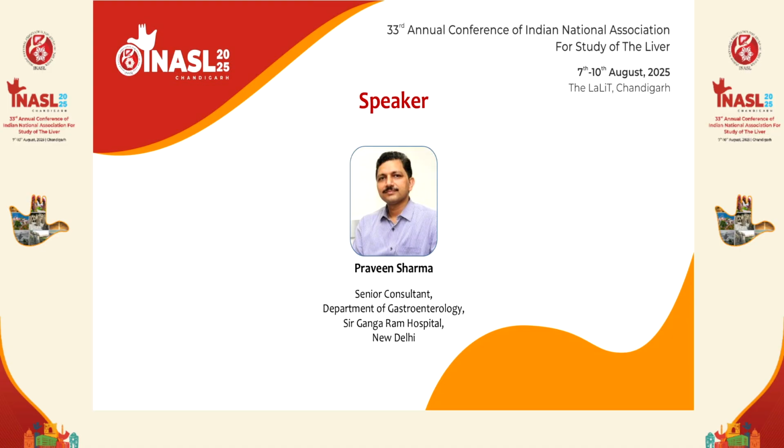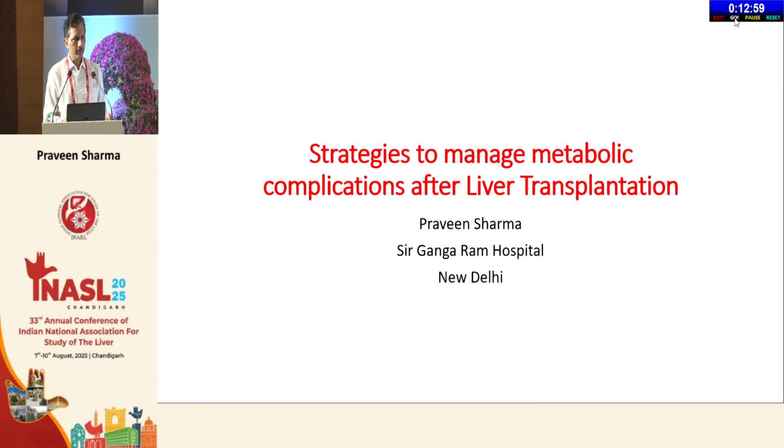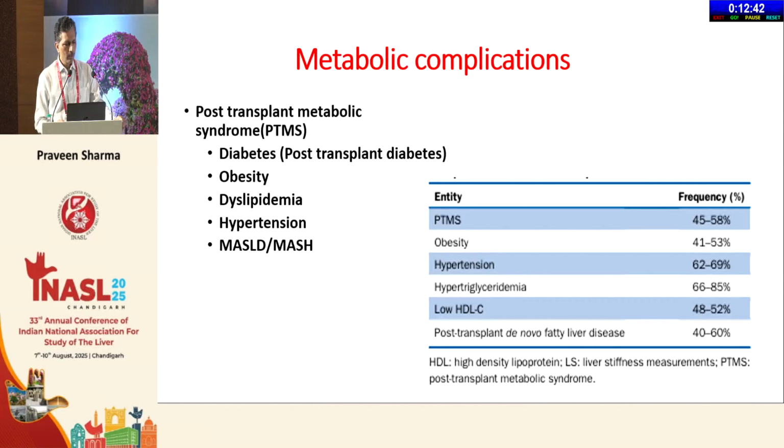So good evening, everybody. I will be talking about strategies to manage metabolic complications after liver transplantation. The first thing all should follow is that prevention is always better than cure. We should always be prepared, when we are posting a patient for liver transplant, to look at which patients will probably have metabolic complications after transplant. If we know this, then we have strategies to manage those patients. But let us see what we can do for our patients.